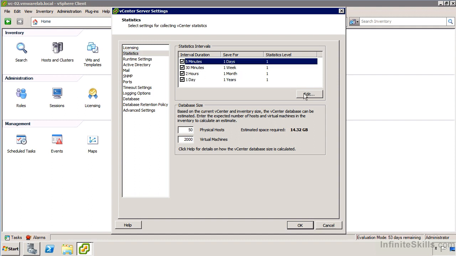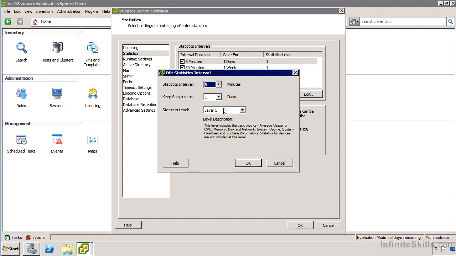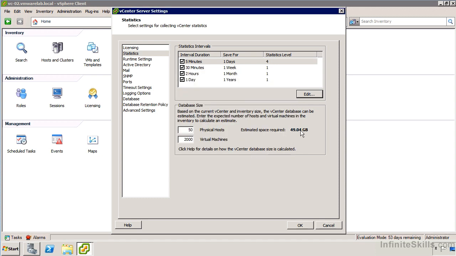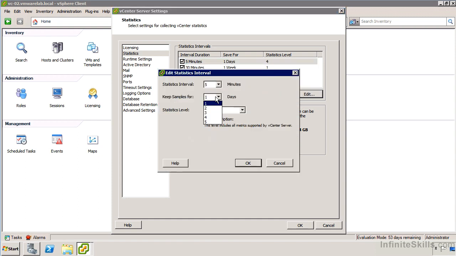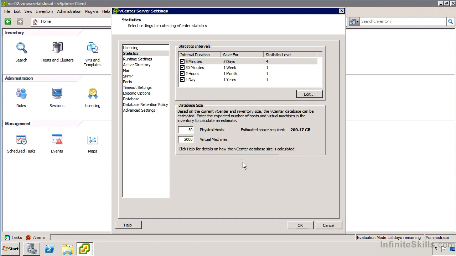If we click on these and click edit, I can increase the statistics from level 1, which is basic metrics, all the way up to level 4, which is all the metrics, or somewhere in between, for example, level 2, which is CPU, memory, disk, and network information. So if we were to increase that, for example, to level 4, we can see that estimated database size increases greatly. And if we decide that we're going to keep that for even longer periods of time, then that's also going to change those numbers pretty dramatically.